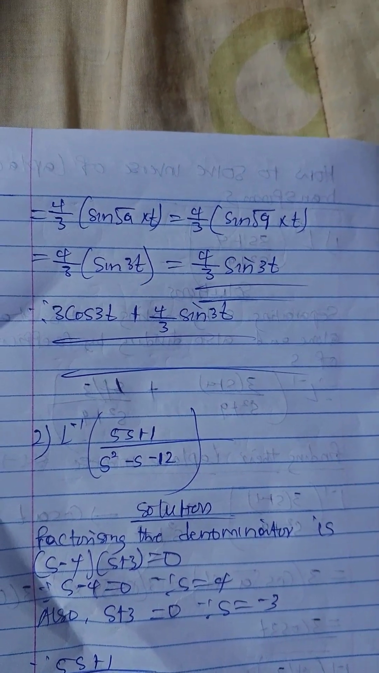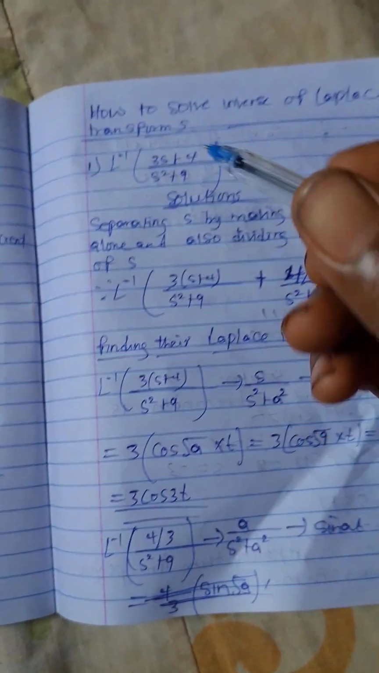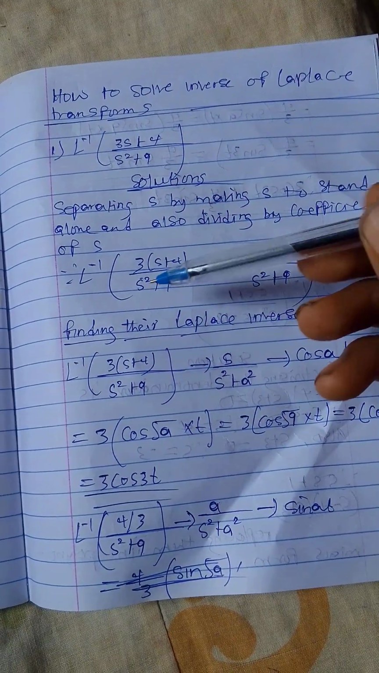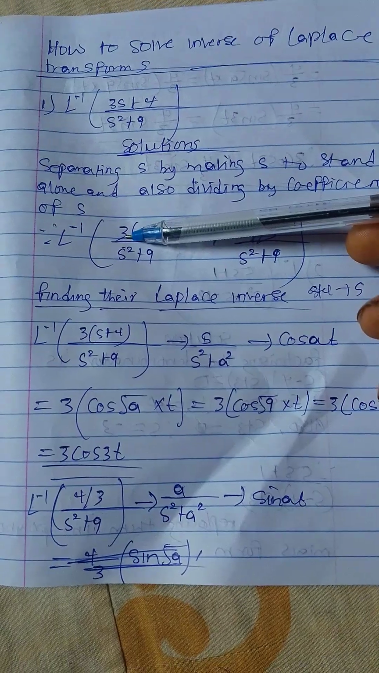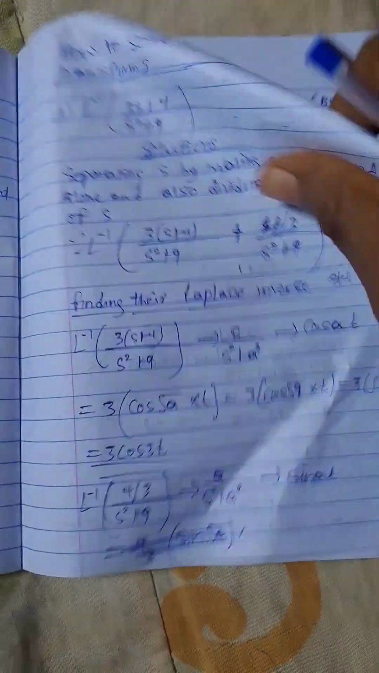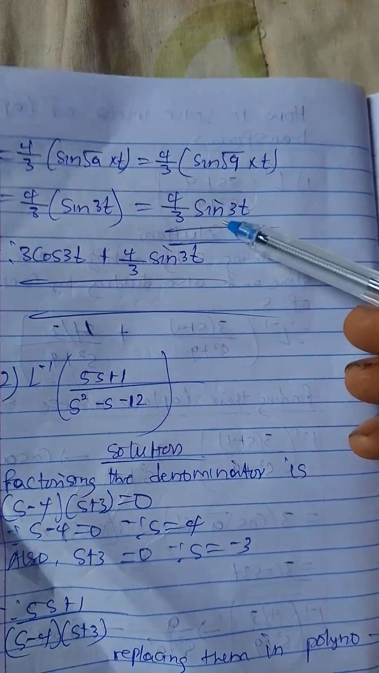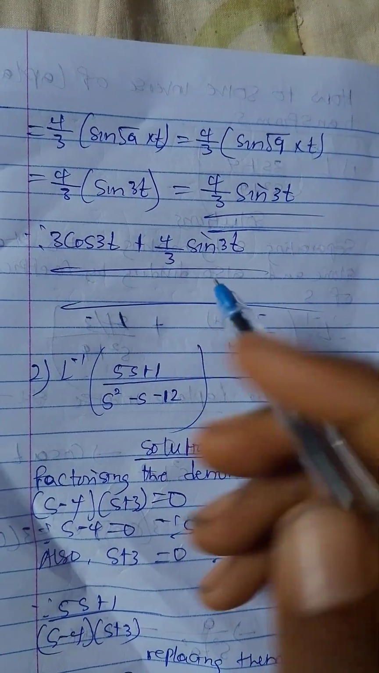So therefore let's combine the parts together. You know that from the question, when we split it, we got this plus this, right? So my Laplace inverse of this was 3 cos 3t, then plus my Laplace inverse of this was 4 over 3 sine 3t. So therefore my answer is equal to 3 cos 3t plus 4 over 3 sine 3t. Very simple. This is the answer.